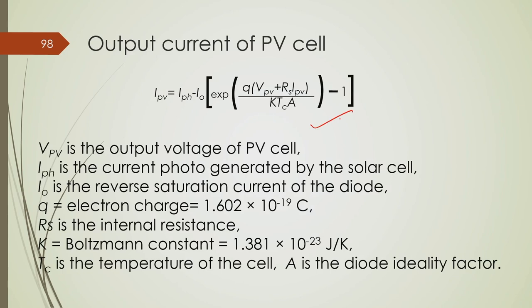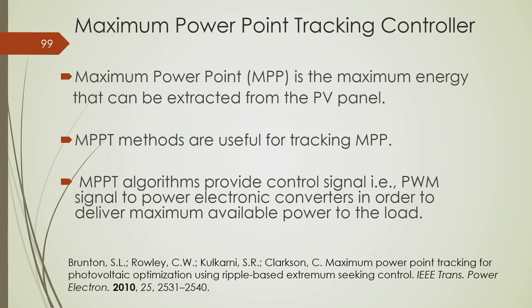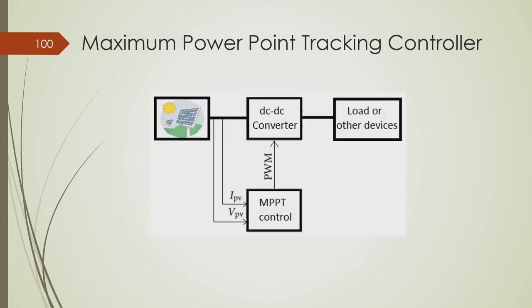This is a typical output current characteristic of a PV cell. And this is the point which I was trying to mention, that is called maximum power point tracking, which means that we intend to operate any solar PV conversion system at its maximum power point, corresponding to the maximum value of power that we get. And there are many approaches to track this maximum power point. In fact, this is an area of research, and people do use many types of MPPT control.